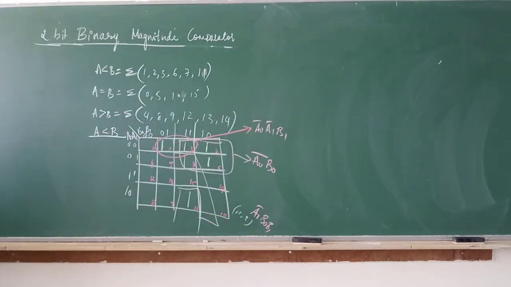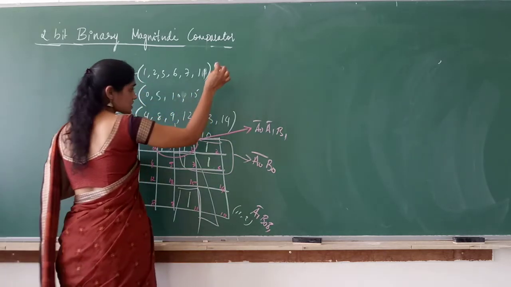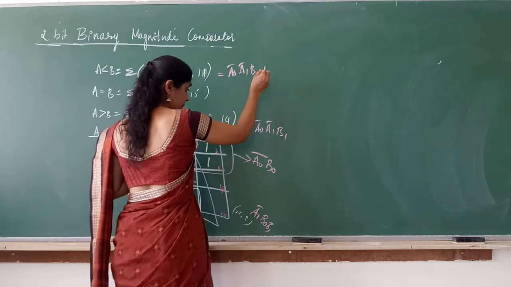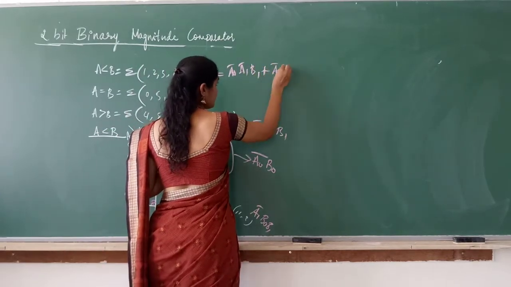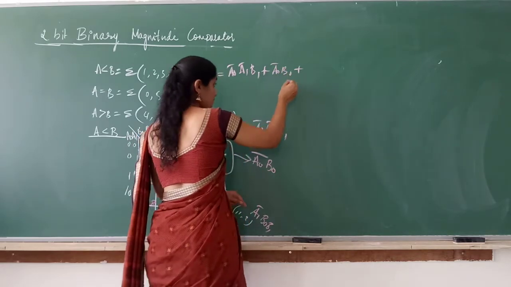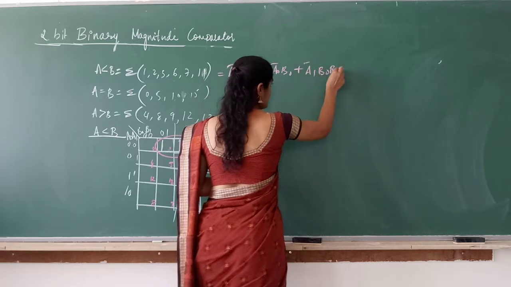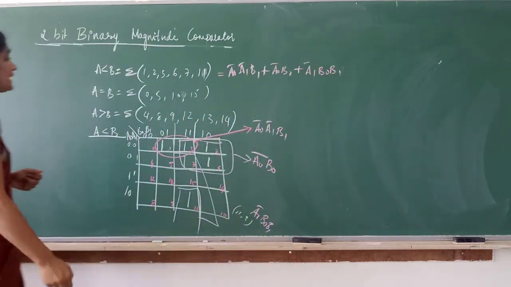Okay. So the equations for A less than B are: A0 bar, B0, A1 bar, B0, B1 plus A0 bar, A1 bar, B1. Let me write the equation here. The final equation is A0 bar A1 bar B1 plus A0 bar B0 plus A1 bar B0 B1. So this is the equation for A less than B.